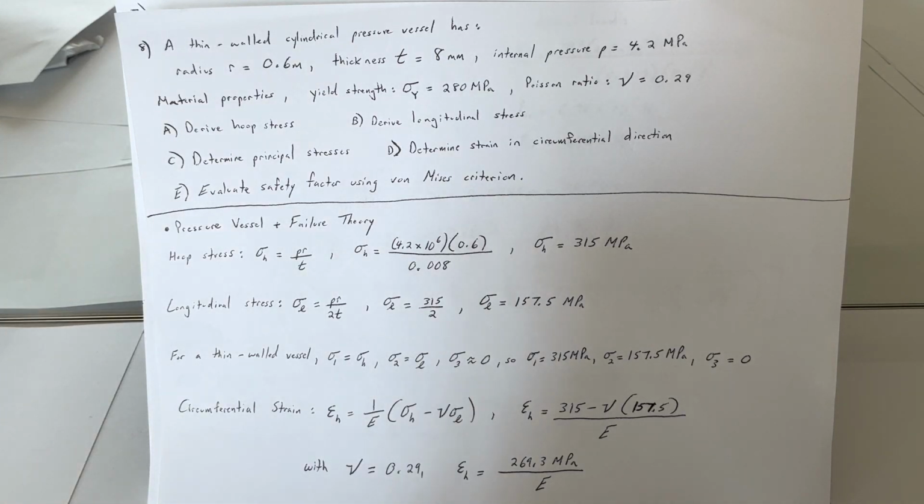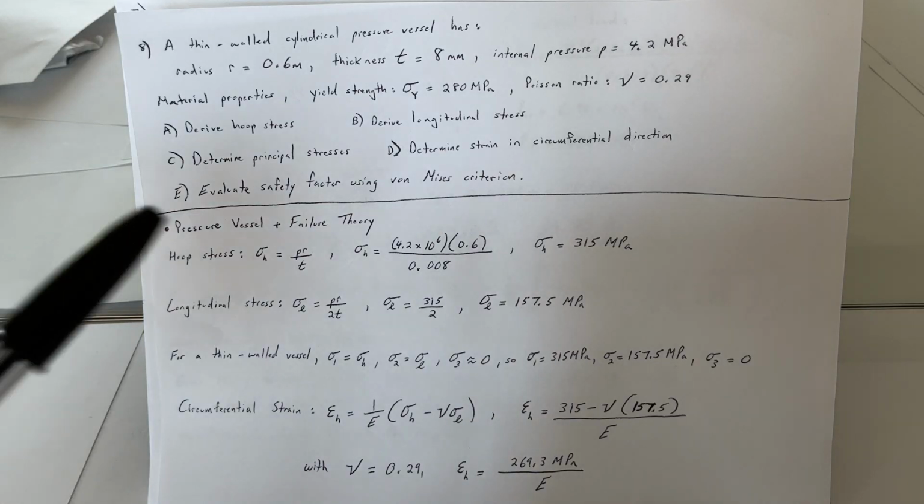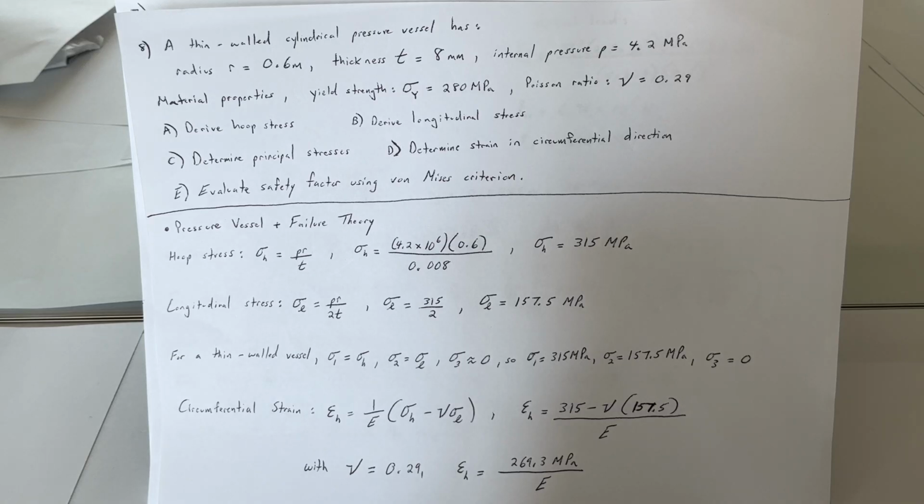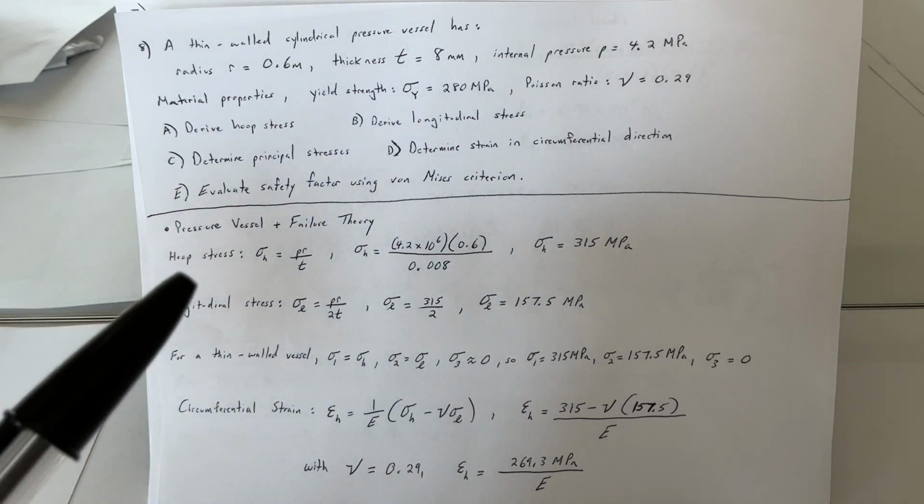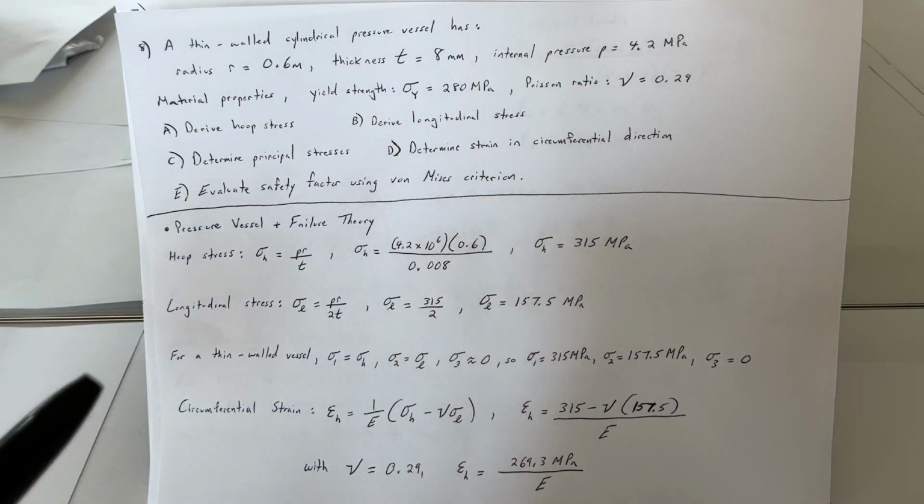Part A, derive the hoop stress. Part B, derive the longitudinal stress. Part C, determine principal stresses. Part D, determine strain in circumferential direction. And Part E, evaluate safety factor using von Mises criteria. So this is a pressure vessel and failure theory problem.